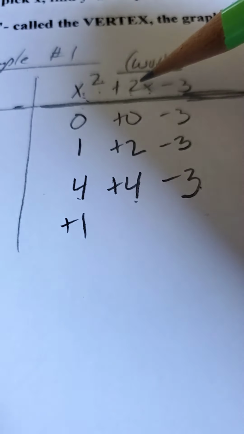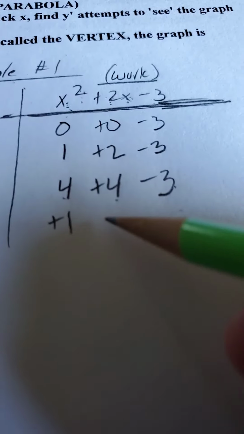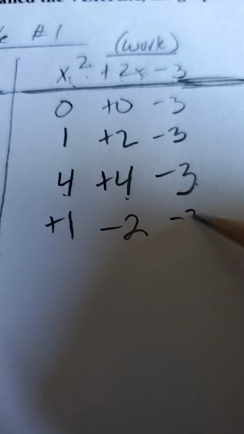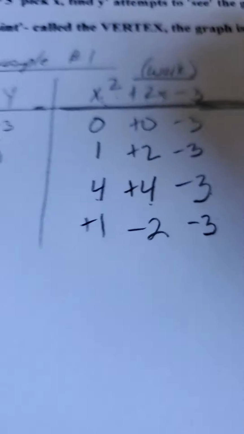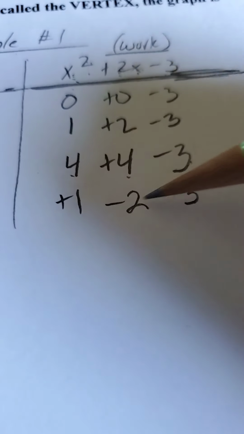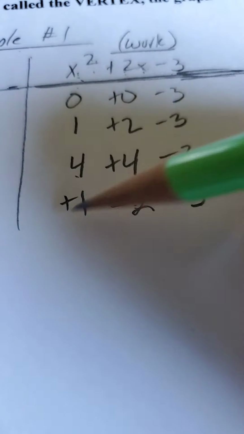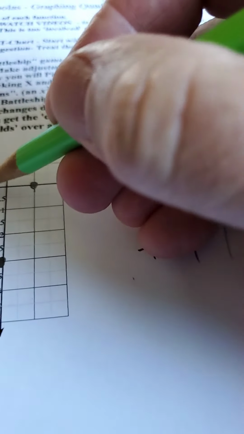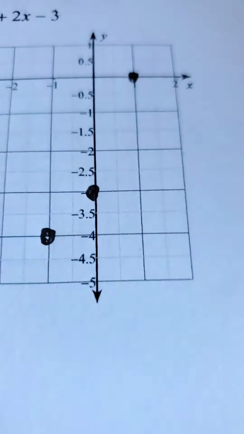I put a negative 1 in for x. Negative 1 times 2 is negative 2. And remember, the constant is always minus 3 in this problem. Combine all that. I want to combine the two negatives first and get negative 5, plus 1 is negative 4. Okay, when x is negative 1, y is negative 4, right there.